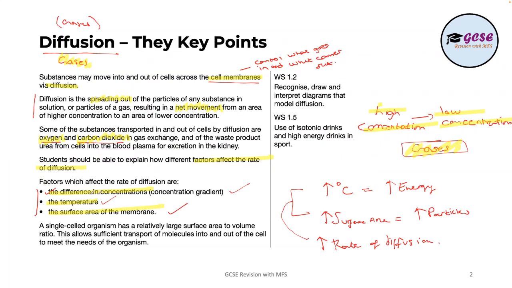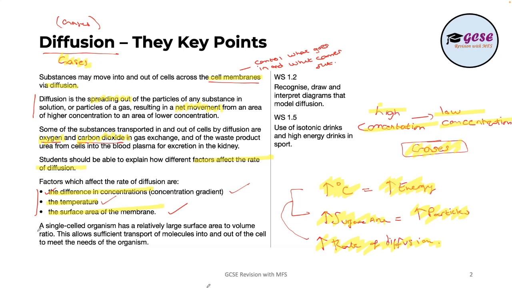The next one is temperature. If you increase the temperature, we can see that the particles will have more energy. If the particles have more energy, they can move around much quicker and they can go across membranes. And then the surface area of the membrane, if we have a greater surface area, we've got more particles, and if we have more particles, that increases the rate of diffusion.